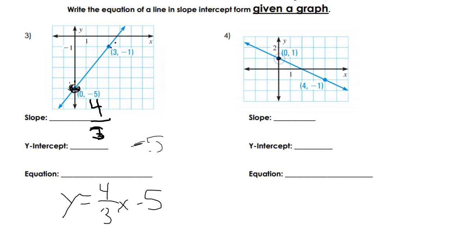Where do these two lines intersect? So I'm talking about the line and the y-axis. They intersect at the point (0, +1). So +1 is going to be my y-intercept.